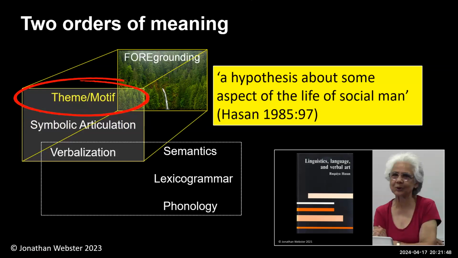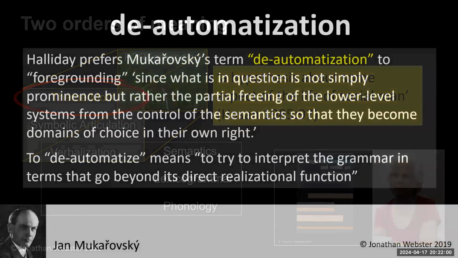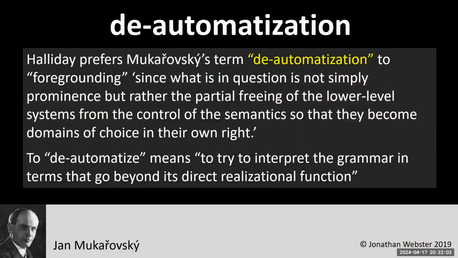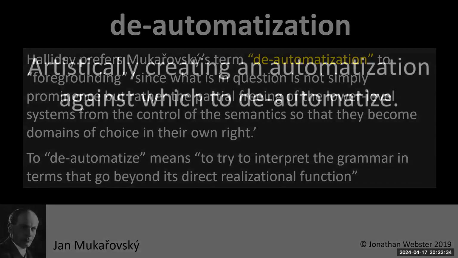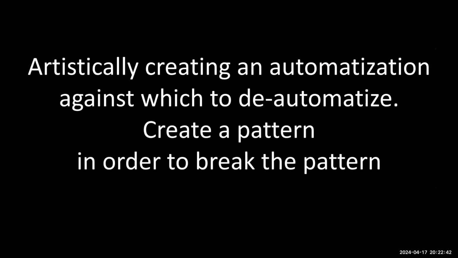Hasan puts it like this, a hypothesis about some aspect of the life of social man. Halliday doesn't really like to use the word foreground. He likes the word deautomatization. Because it has sort of a wider significance. When we talk about grammatical metaphor, we're saying that it is deautomatization. When we talk about foregrounding, it is also deautomatization. It is also finding an automatic, a default, and going against it. Artistically creating an automatization against which to deautomatize. Creating a pattern in order to break the pattern.